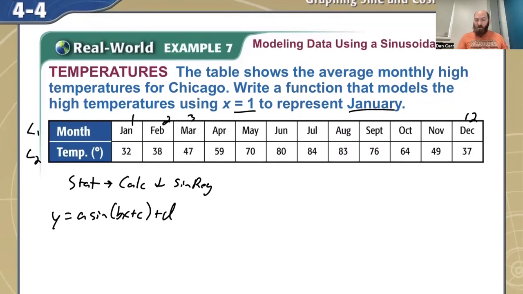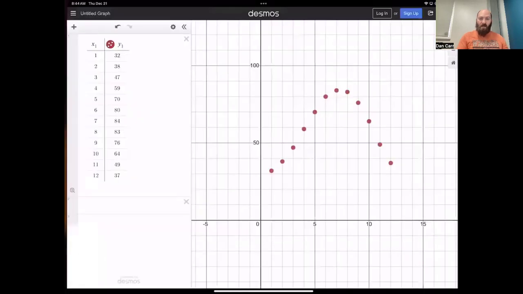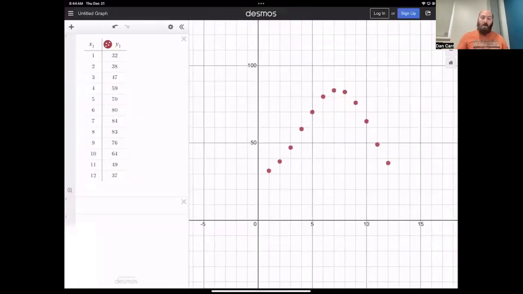We can do the same exact thing with Desmos, so I'm going to go ahead and do that using Desmos here. Desmos is going to look like this when I put the graph in. You can kind of see how the curve is going. It seems to be going down, up, and then down. Think about what's going on here.